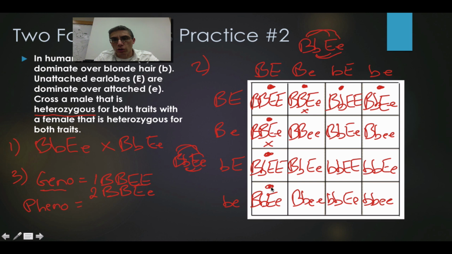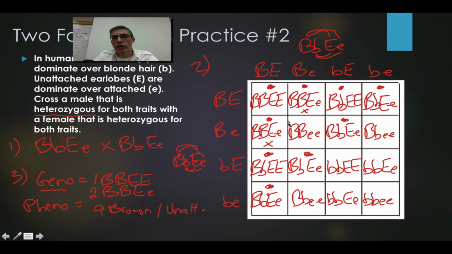This one down here on the lower left gives us, again, brown hair and unattached earlobes. And then if you notice, this one does too, and this one does too. And so then we do a quick scan throughout our Punnett square for any other situation where that would give us that phenotype. And if you notice, we have 1, 2, 3, 4, 5, 6, 7, 8, 9. We had 9 of those. So we have 9 that will have brown hair and unattached earlobes. All right?